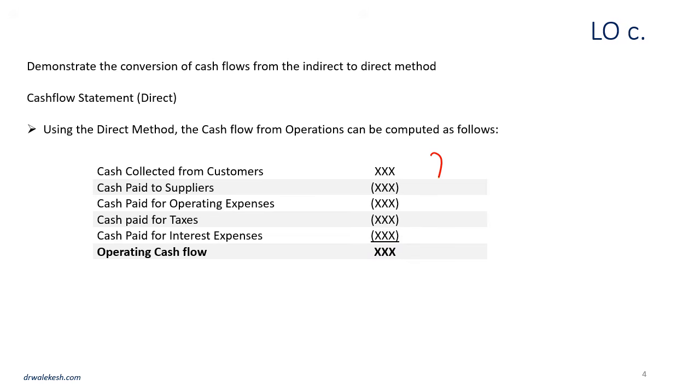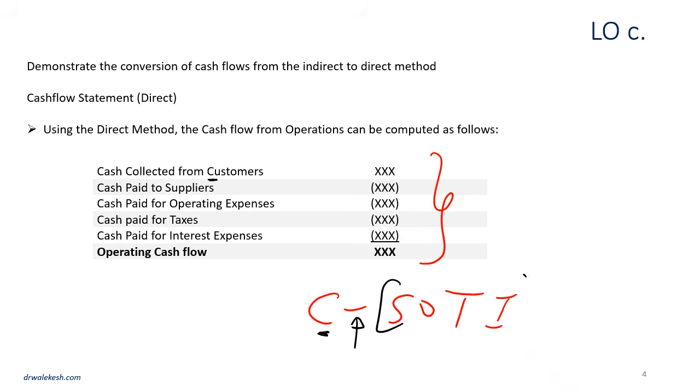How do I remember? The way I remember is this: C shorty, cash collected from customers, that's C, then minus all of this: cash paid to suppliers, cash paid for operating expenses, cash paid for taxes, then cash paid for interest expenses.